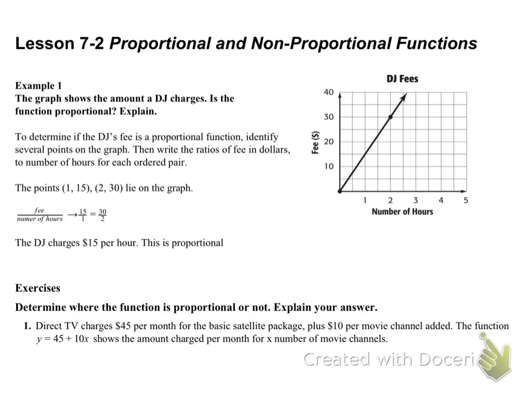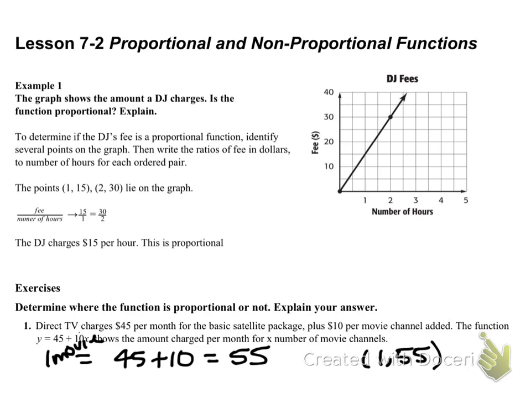DirecTV charges $45 per month for a basic satellite package plus $10 per movie channel added. The function y equals 45 plus 10x shows the amount charged per month for x number of movie channels. So for one movie channel, that's $45 plus $10 for the one movie channel, so we're looking at $55. Our point here would be (1, 55). That's x, y.